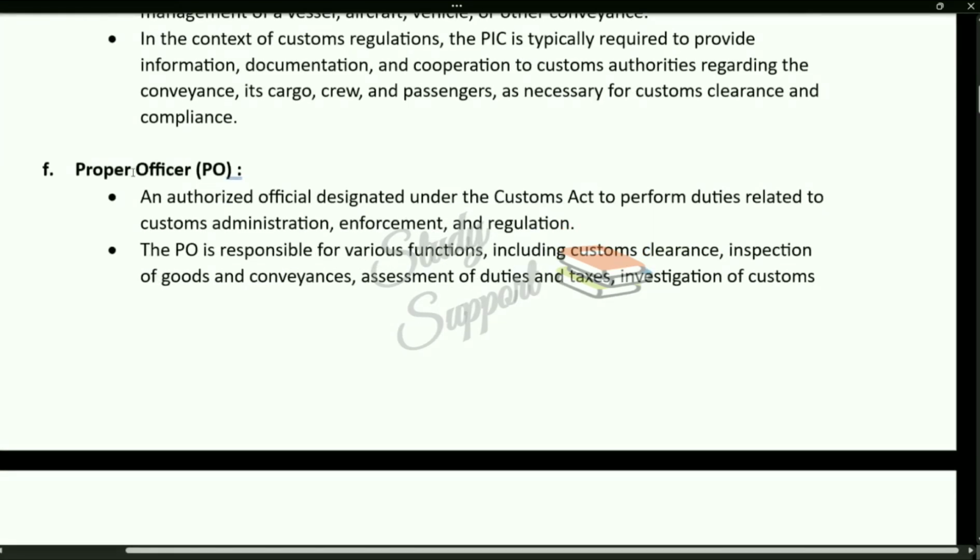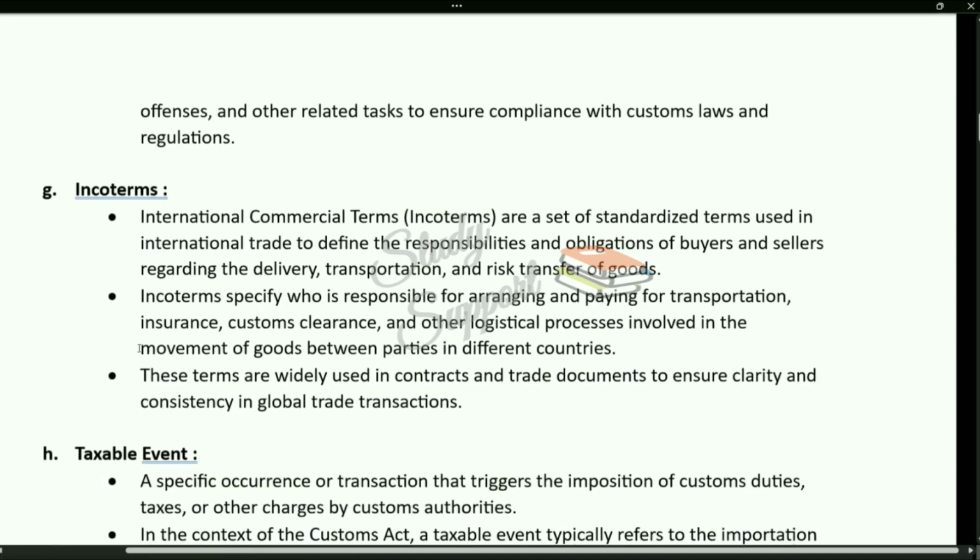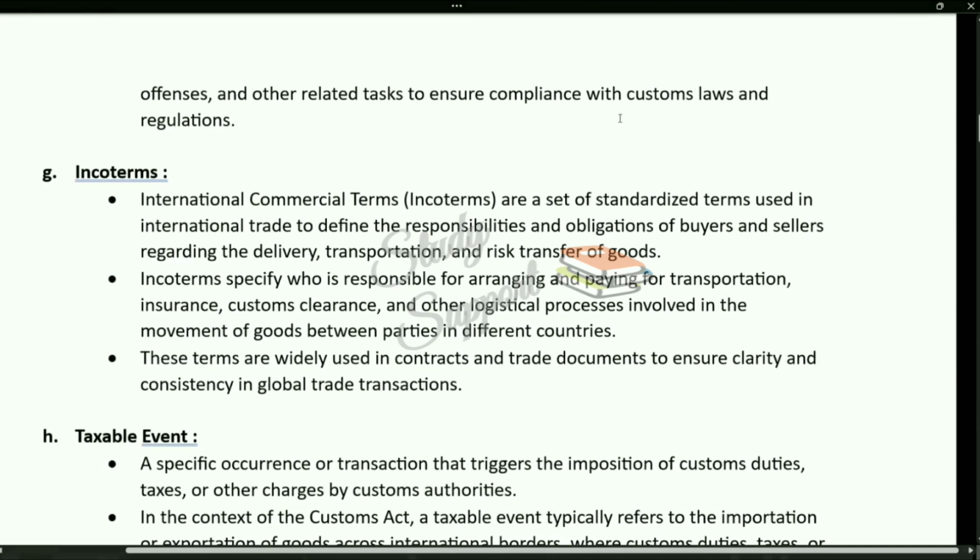F. Proper officer, PO. An authorized official designated under the Customs Act to perform duties related to customs administration, enforcement, and regulation. The PO is responsible for various functions, including customs clearance, inspection of goods and conveyances, assessment of duties and taxes, investigation of customs offenses, and other related tasks to ensure compliance with customs laws and regulations.